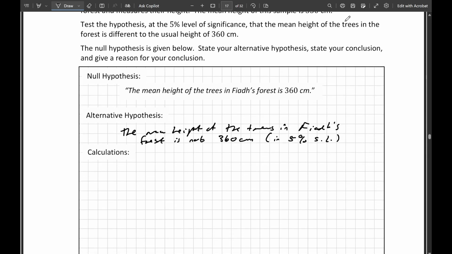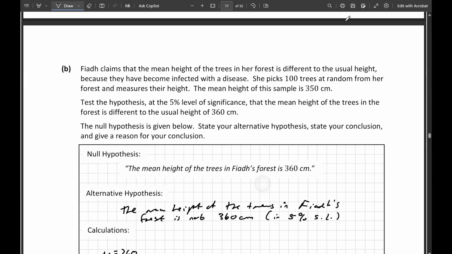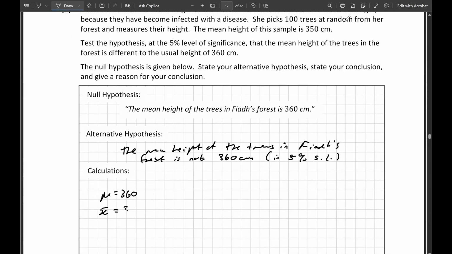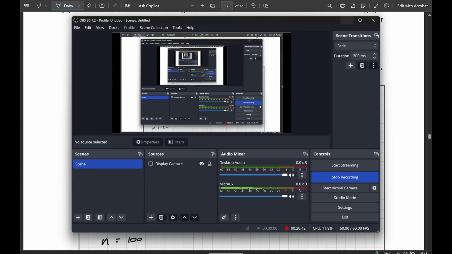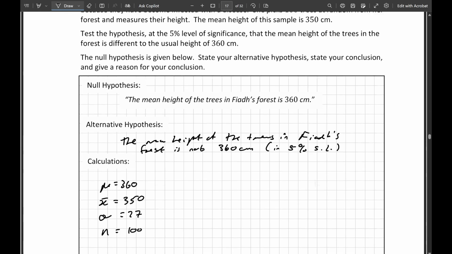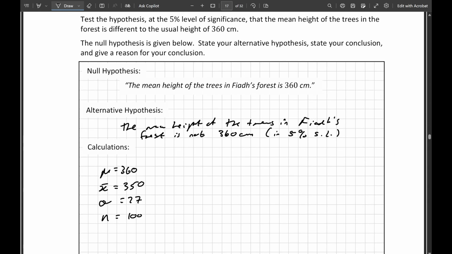So what are we given? Well, the usual height is 360, so that's our population mean from before. Our sample mean is 350. The standard deviation, I presume, is the same, and the sample size is 100. So we're going to be doing a z-score test here. Actually, I'm just going to double check that I am still recording. It's okay. Yep, all good. So yeah, we're doing a z-score calculation here.